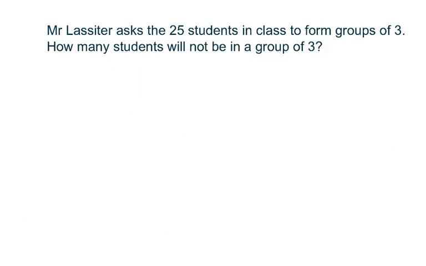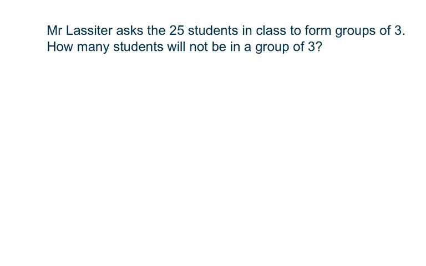The next question says, Mr. Lassiter asked the 25 students in class to form groups of 3. How many students will not be in a group of 3? Go ahead and solve this problem. What type of problem is this? What would my quotient be? What would my remainder be? And then what would my answer to this question be?